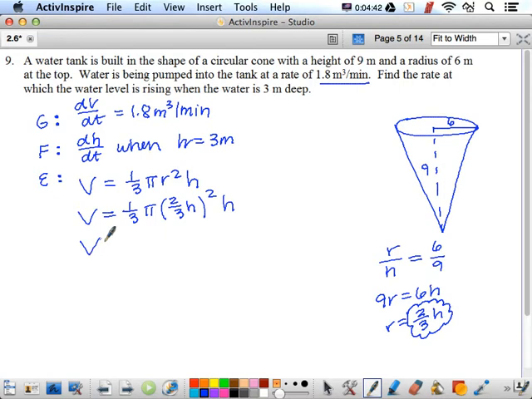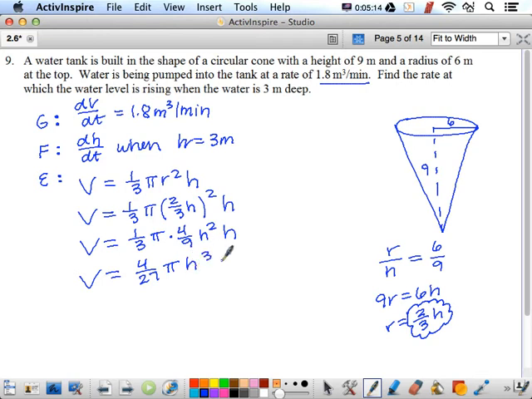So we're going to clean it up, and we get 1/3 pi times, let's just write it out, 1/3 pi times 4/9 times the height squared times the height. So that will all clean up to what? 4/27? Did I do that right? Yeah, I think so. Let's clean it up. So 1/3 times 4/9 is 4/27 times pi times the height cubed.